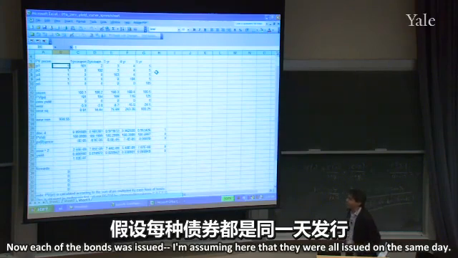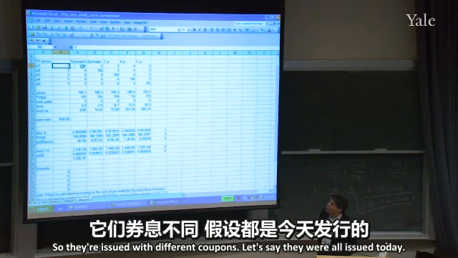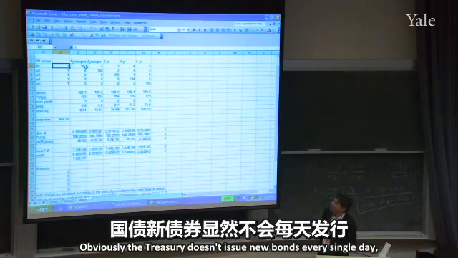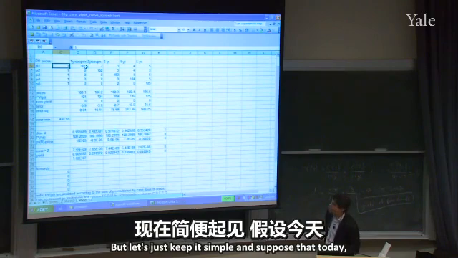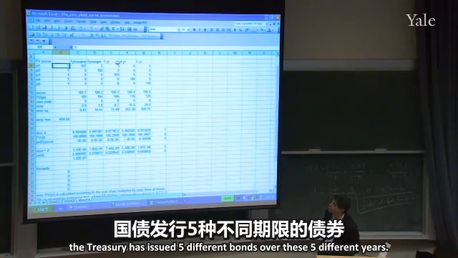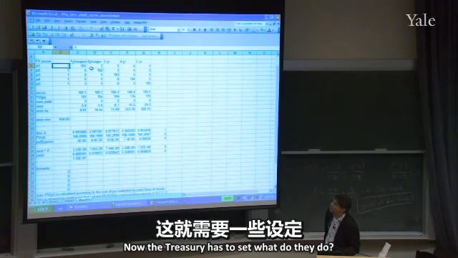Now, I'm assuming here that they're all issued on the same day, with different coupons. Let's say they were all issued today. We'll come back at the end. Obviously the Treasury doesn't issue new bonds every single day. So how does this change when you arrive on a day when they haven't issued things? But let's just keep it simple and suppose that today the Treasury's issued 5 different bonds over these 5 different years.